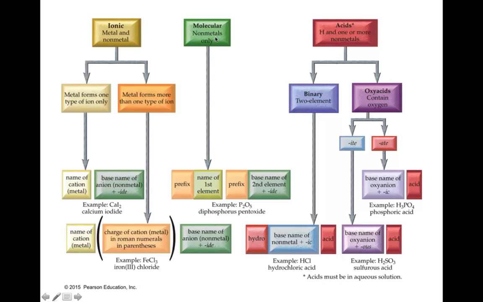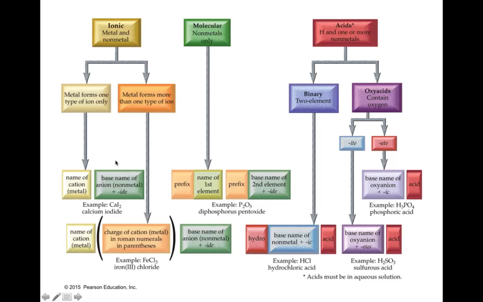For the molecular compounds, these are just nonmetal atoms that combine together to produce a molecular compound, we're going to use prefixes for both elements. Remember that the first element is the most metal-like one. So we use a prefix, which could be mono, di, tri, tetra, or penta, and the name of the first element. And then for the other one, we use a prefix and the base name of the second element with -ide. Remember that this one has the less metal-like characteristic of the two.